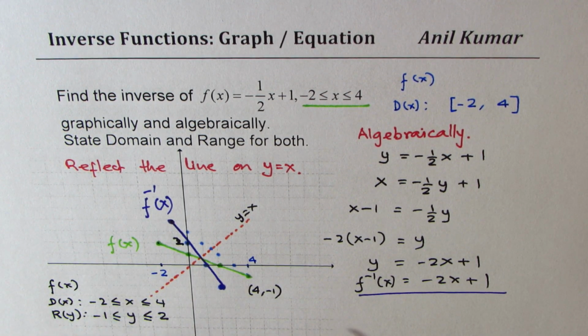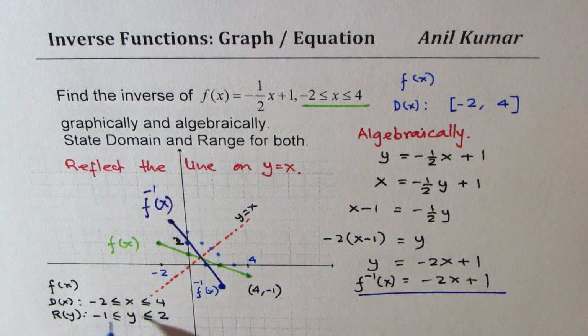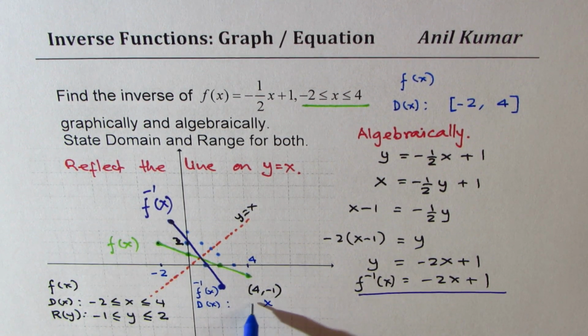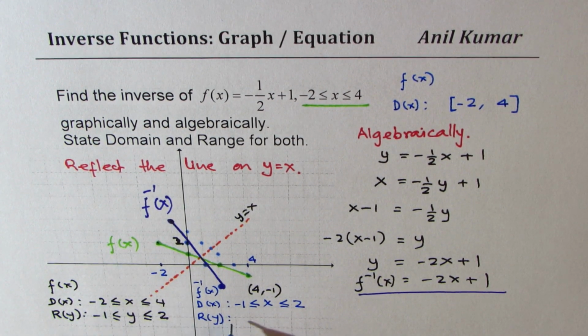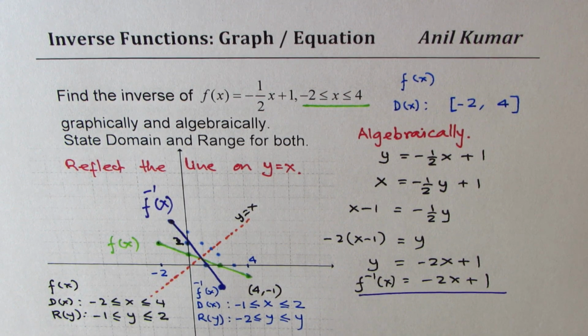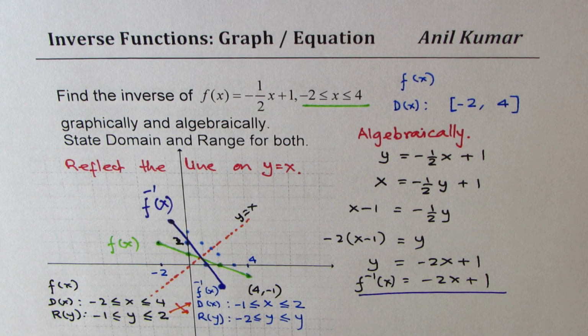Now as far as the domain and range for the inverse is concerned, let's write f inverse of x. The domain now becomes the range, that part, which will be x greater than or equal to minus 1 and less than or equal to 2, and the range will be this part, which is minus 2 for y, as you can see. Okay, so what you also notice is that the domain and range swap. So this is very important to understand.